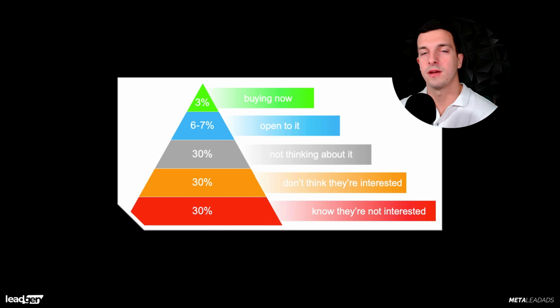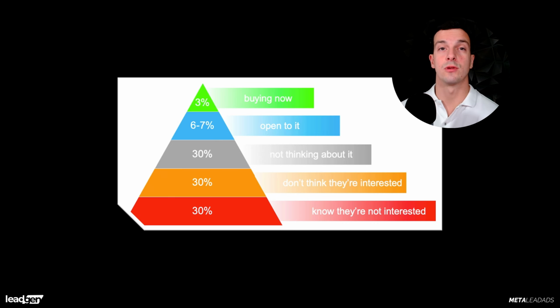So this is a representation of the marketplace at any moment in time. At the top, we have 3% of people who are in the buying-now mode. Let's say tax advisory services, and basically 3% of people are right now searching for that kind of service and want to buy it right now.